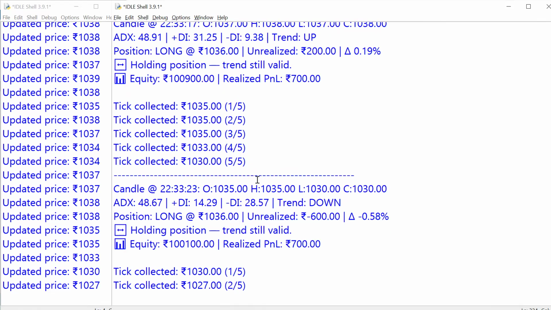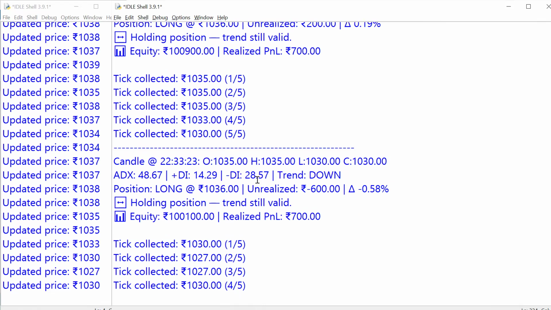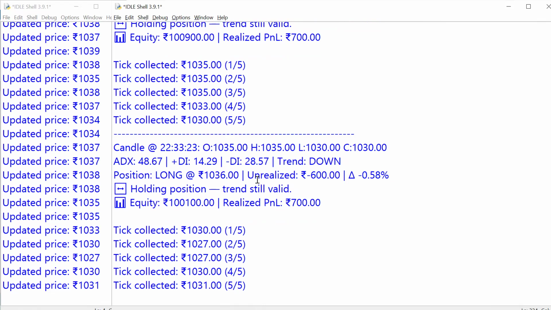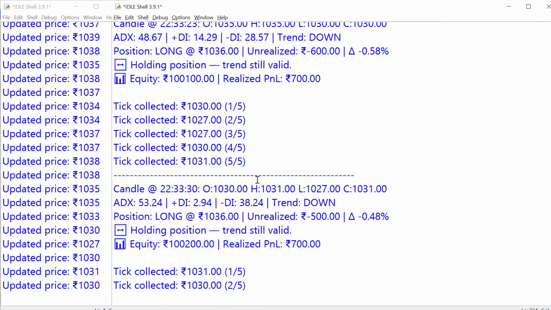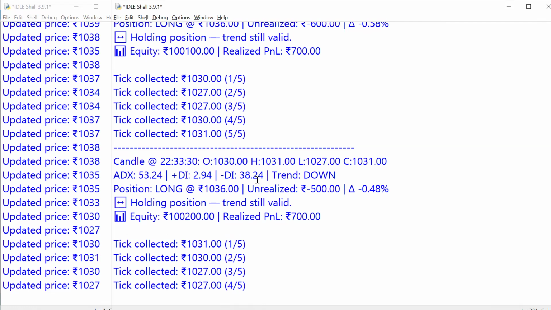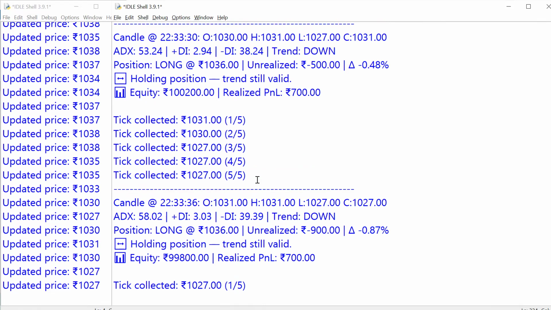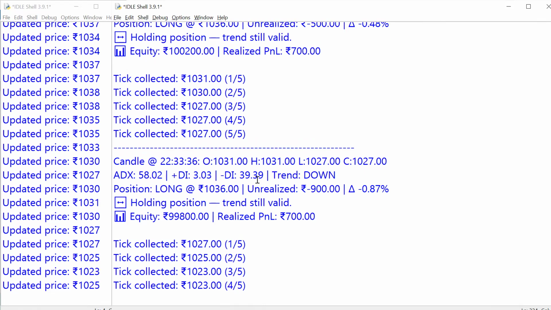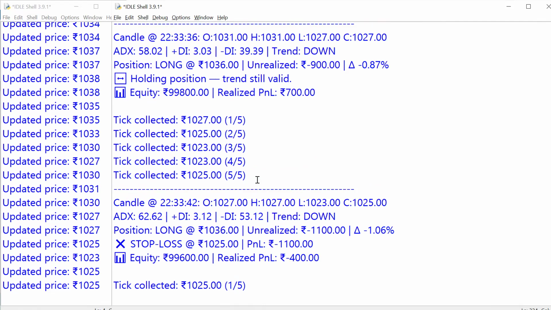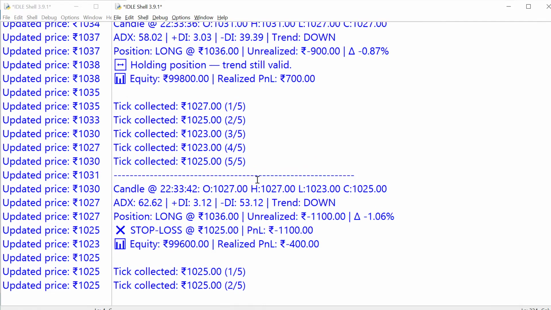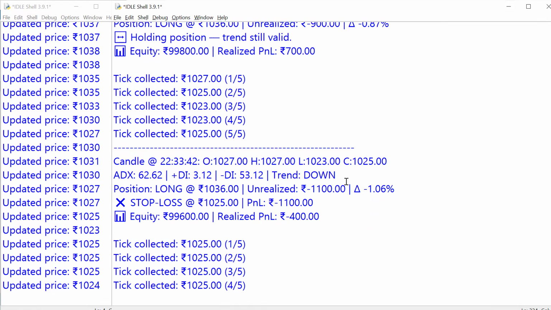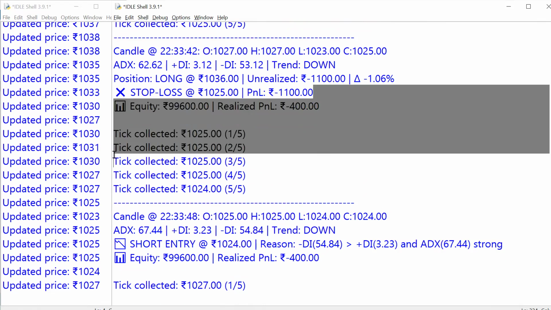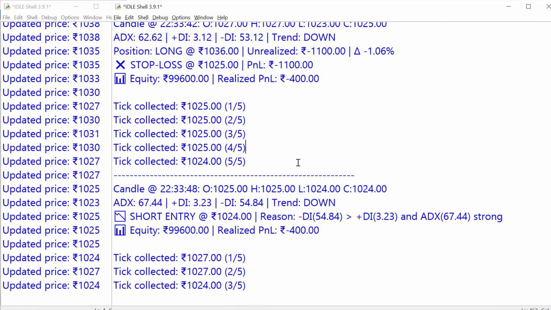Okay, I think we are in a loss of 600 rupees. The best part is I have no control over the price. I have only control over the algo. The trend is down. We are holding a long position, so that's why it's showing a loss. If there's a 1% loss, it is going to book. Okay, we have the stop loss trigger. You can see the best part is it is showing loss also and profit also.